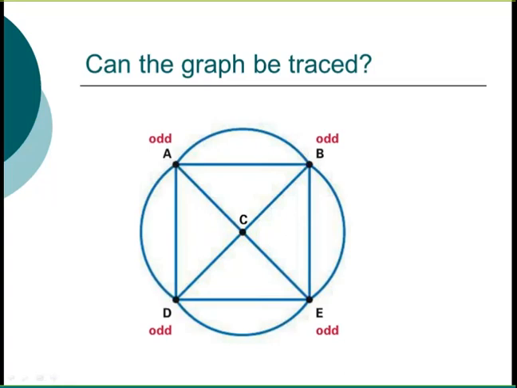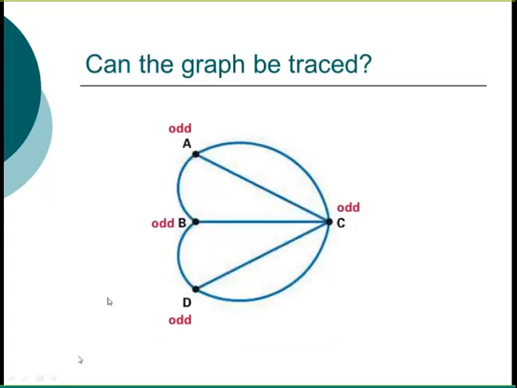And here we have 4, so that cannot be traced. Still the same answer, but a bad definition for it. Sorry. So here we have 1, 2, 3, 4 odd vertices. So can it be traced? Is there a way that this story can be done? And the answer is no.